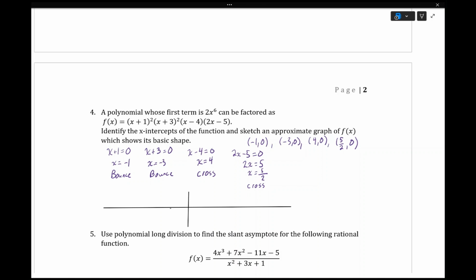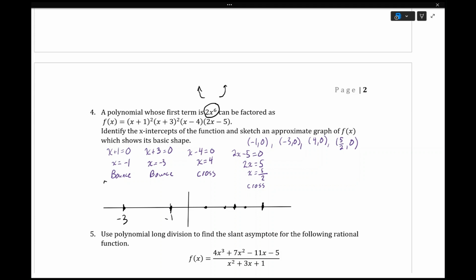So let's see, we'll say this is negative 1. That means negative 3 would be about here. 5 halves is about 2.5, so there's 2, there's 3, it'll be right there. And then 4, my other cross will be right there. So for the end behavior of 2x to the 6th, this tells me it's a double up because it's an even power with a positive coefficient.